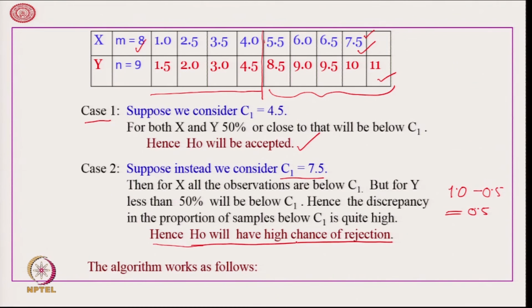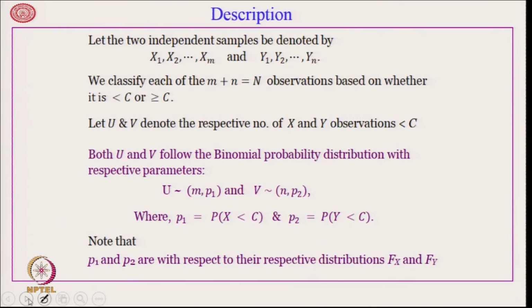Let us now see how the algorithm works. Let x 1, x 2, up to x m and y 1, y 2, up to y n be two independent samples. We classify each of the m plus n, that is capital N many observations, based on whether it is less than c or greater than equal to c. So, somewhere it has a similarity with the sign test that we have studied at the initial lectures of this course. So, let u and v denote the respective number of x and y observations which are less than c.